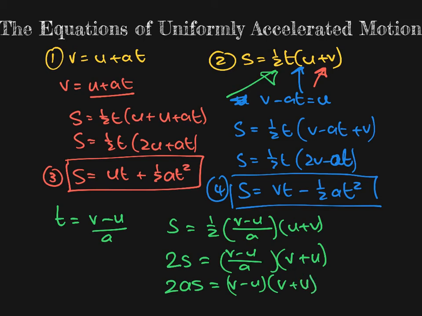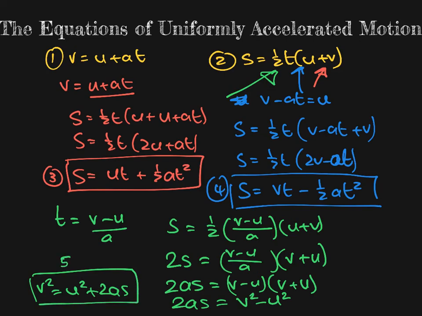giving (v minus u)(v plus u) is 2as. And then expand the left hand side and you'll get a difference of two squares, v squared minus u squared, and that gives us our final equation. v squared is u squared plus 2as. That's the fifth equation. That's got no t in it.